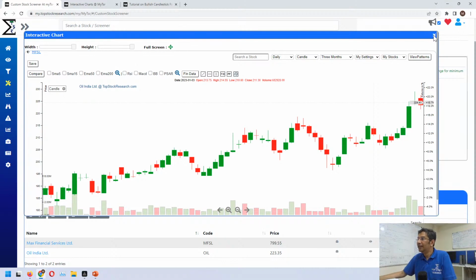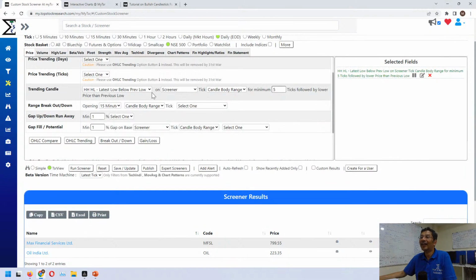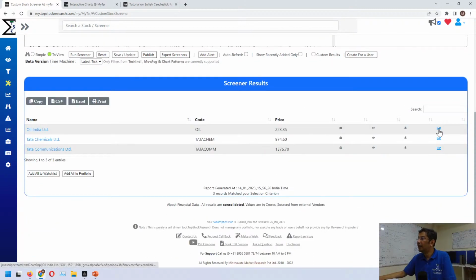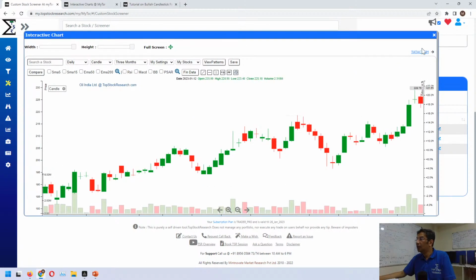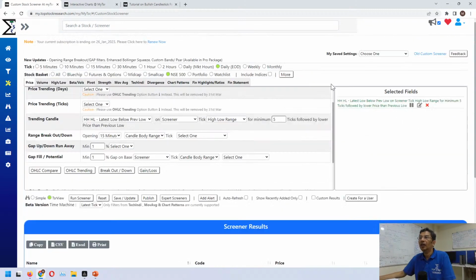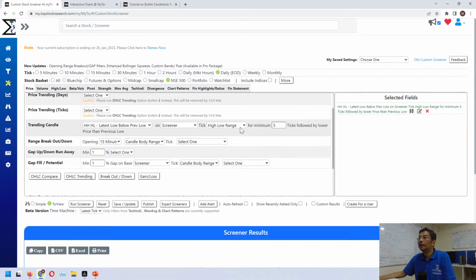Okay. So this is one way of finding the candlesticks. This was in body range. Let's see on the HL range if we can get anything. So again, Oil India Limited, it was a good move. Same stock we got, right? So this one, the high-low range. Instead of the body, this time it looked at a high-low range. Okay.